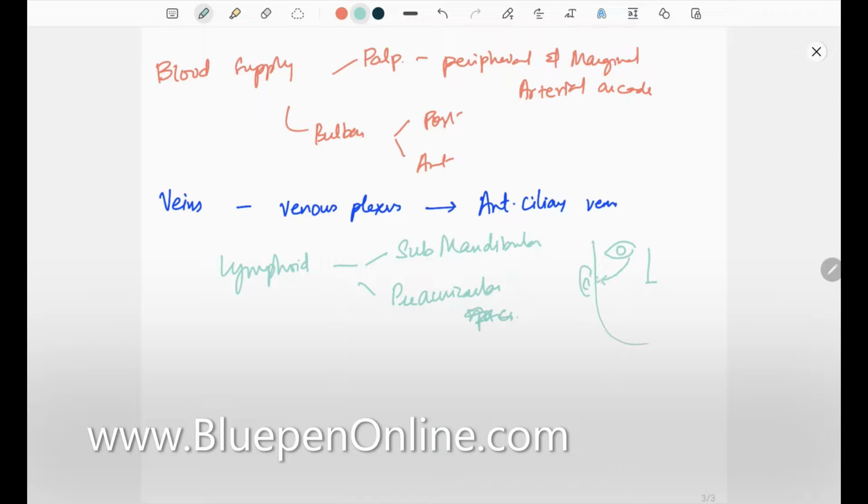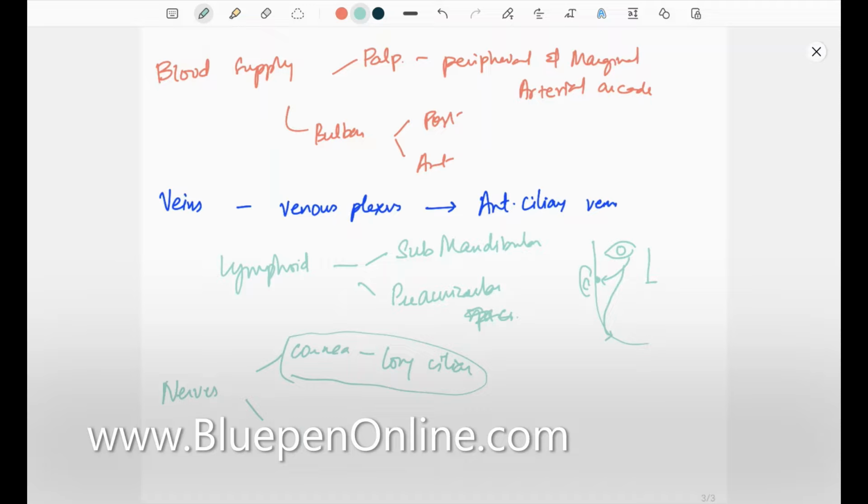Okay, and when it comes to the nerve supply, when the conjunctiva is near the cornea, it is supplied by the long ciliary nerve, but the rest of the part is supplied by branches of lacrimal, infratrochlear and supratrochlear nerves, many nerves, but the more important one is the one that supplies near the cornea, which is the long ciliary nerve. Okay, right, so this is about the anatomy of the conjunctiva.